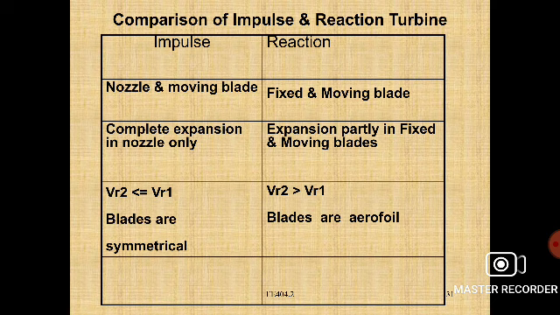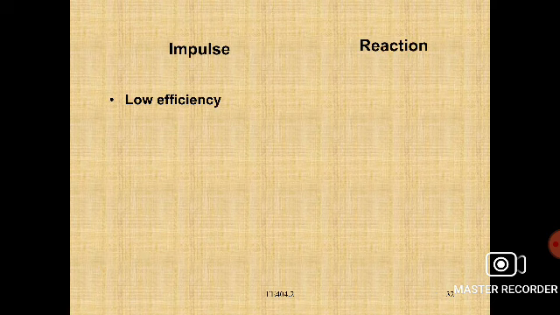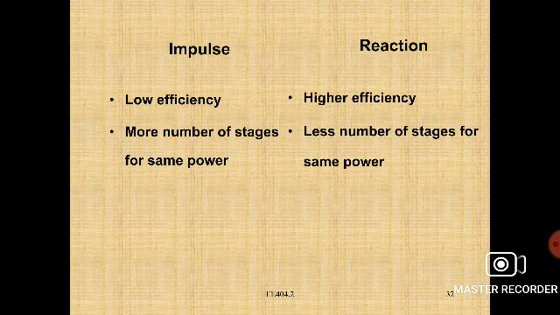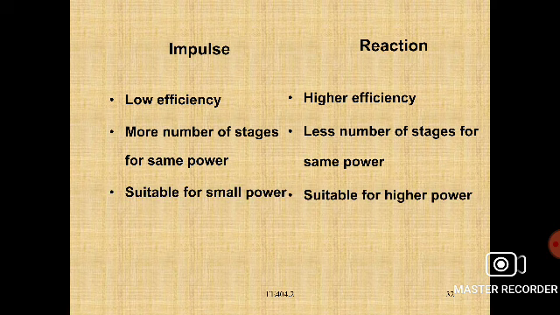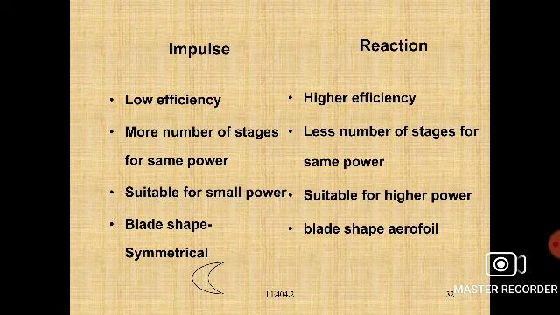Blades are symmetrical in the impulse turbine; blades are aerofoil in the reaction turbine. Right? Again, what are the differences? Low efficiency in the impulse turbine, higher efficiency in the reaction turbine. Next one, more stages are needed for the same power in the impulse turbine, so fewer stages are required to get the same power in the reaction turbine.